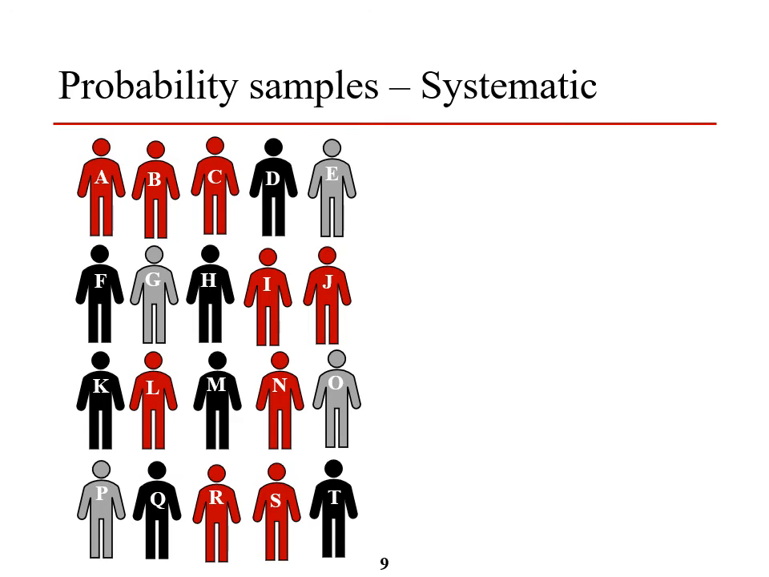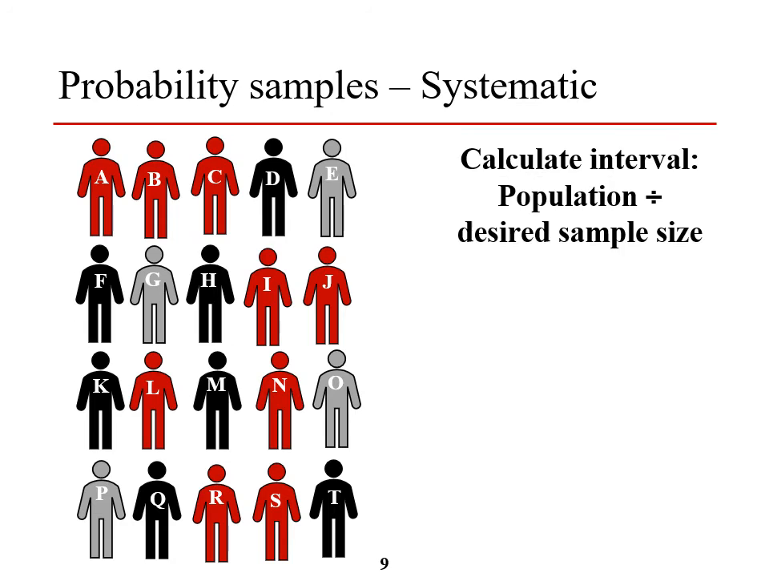The next probability sampling technique is the systematic sampling procedure. This is where members from a larger population are selected according to a random starting point, but with a fixed periodic interval. This interval is called the sampling interval, and it's calculated by dividing the population size by the desired sample size. So in our case, we have 20 individuals in our population. So we could say that we want a sample size of 5 from our population.